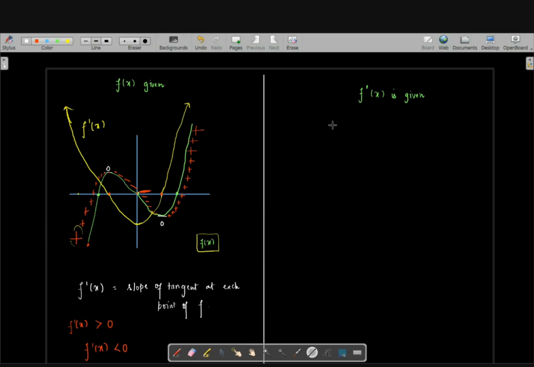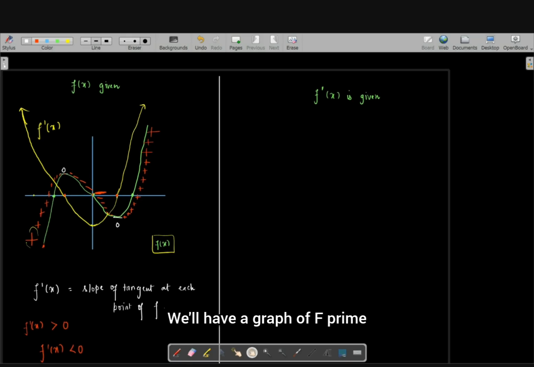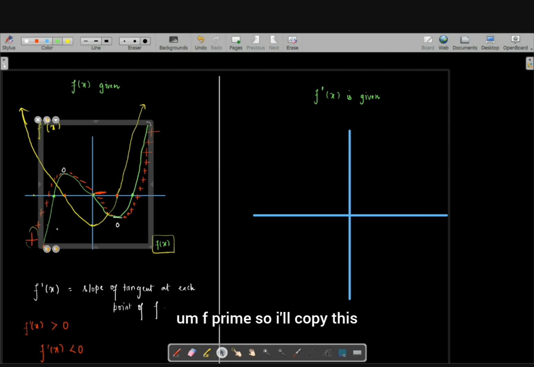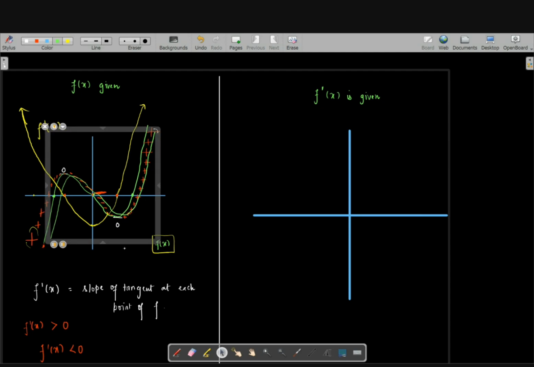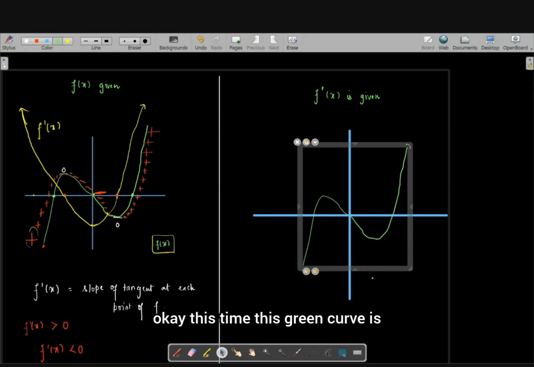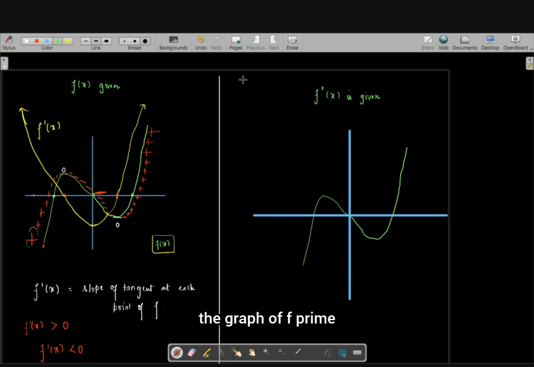Okay, now we'll have a graph of f prime and we'll try to sketch the graph of f from that. Okay, and we have kind of a same graph for f prime, so I'll copy this. Okay, this time this green curve is the graph of f prime, and from this we will try to sketch the graph of f.